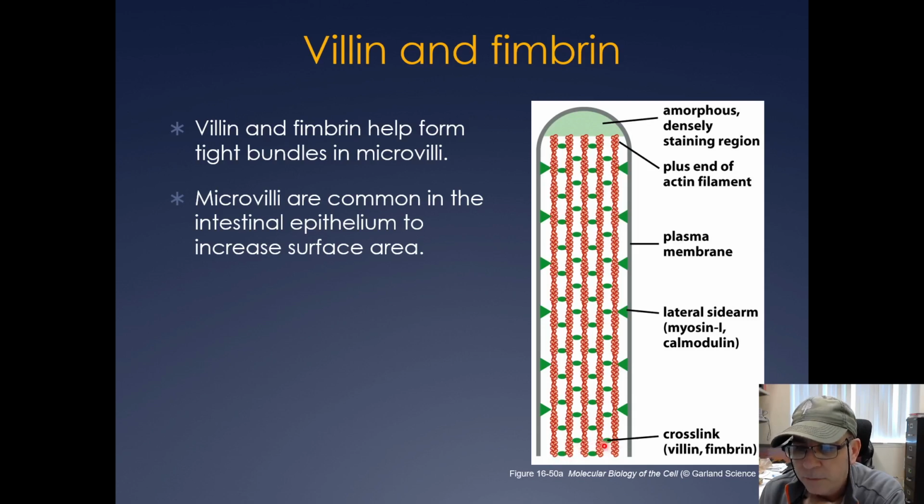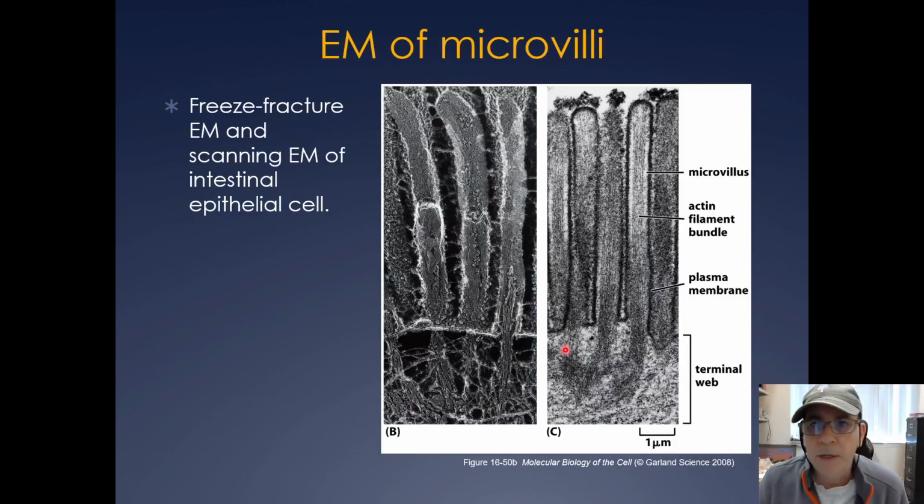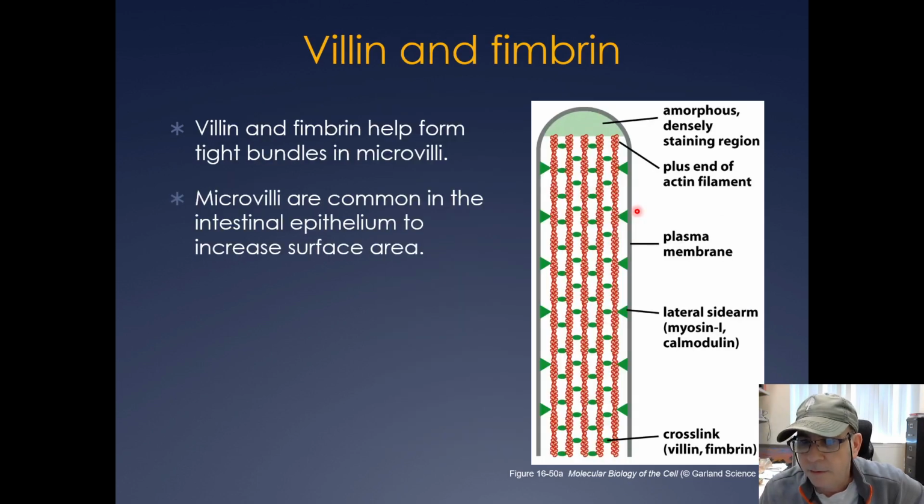But in the case with microvilli, what you end up having is the actin filaments packed pretty close together, and they're cross-linked with villin and fimbrin here, and then you have some other lateral sidearm proteins like myosin 1 and calmodulin attached to the plasma membrane. And these stick out in your intestinal epithelium to actually absorb nutrients, okay? And it helps increase the surface area of the cells. And here's a freeze fracture EM and staining of the microvilli. So here you can basically see the actin bundles in it, and they're all connected by the fimbrin that's down here. Okay, so it holds it together.